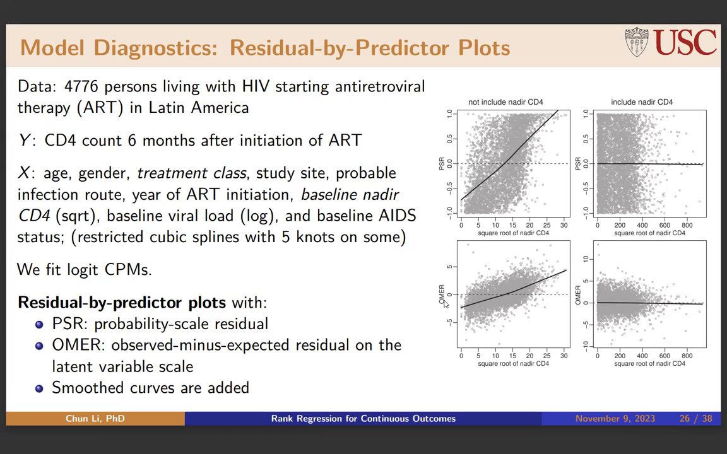Alternatively, we also computed another residual, because the CPM has a latent variable scale. So you can just compute observed versus expected on that scale. It's like a linear regression residual. And here is a similar result. Without that X variable, you see a trend. When you add that variable in, the trend is gone.